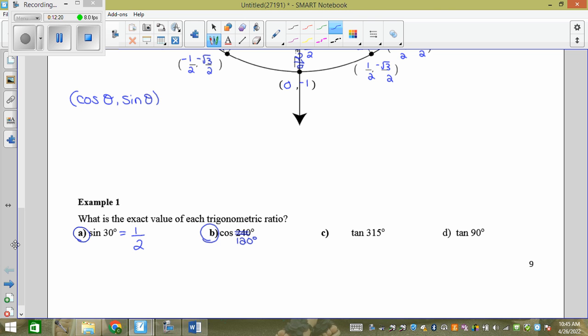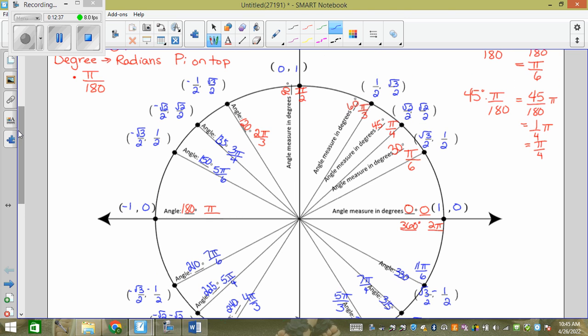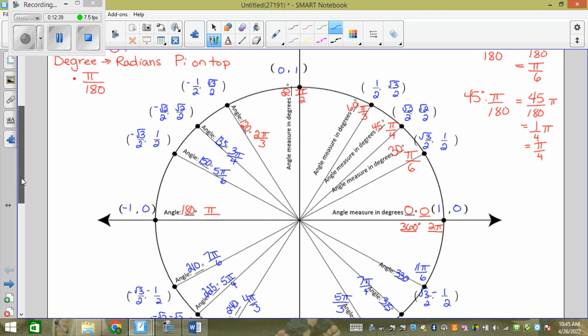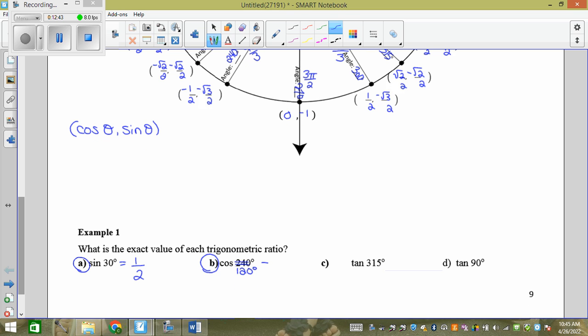So radian mode needs to be used when you have a radian measure beside your sine, cos, or tan. And degree mode needs to be used when you have a degree measure beside. Make sense? Okay. Cos of 120. So I go to 120 and I pull off the x, which is negative a half. Cos 120 equals negative a half.